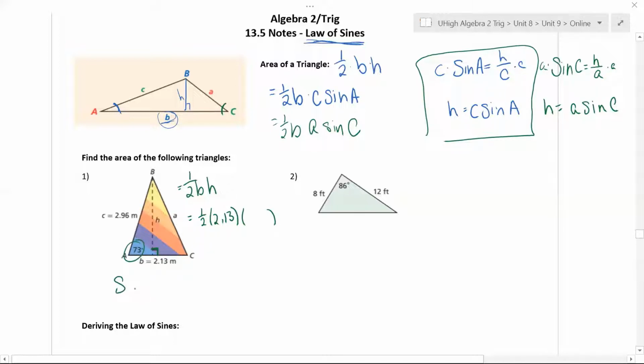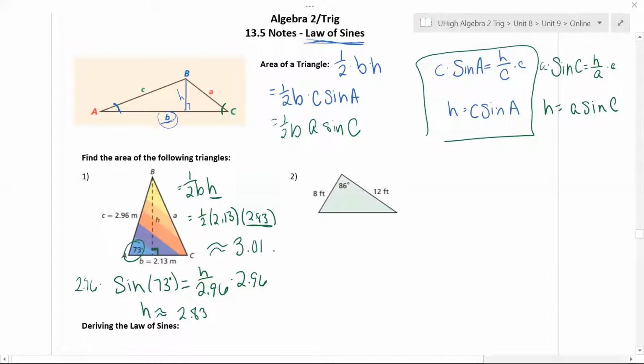So I would say the sine of 73 degrees is opposite over hypotenuse, which is 2.96. I can multiply both sides by 2.96 and find that h is approximately 2.83. So I substitute that back in for my h value here. And I would find that the area, I type this into my calculator, is approximately 3.01 meters squared.